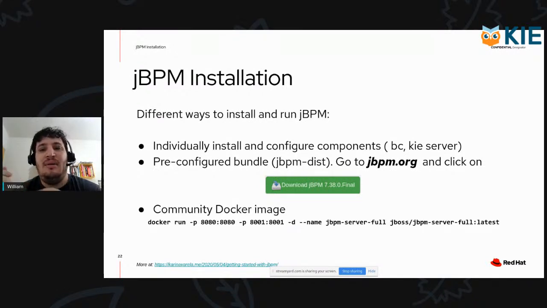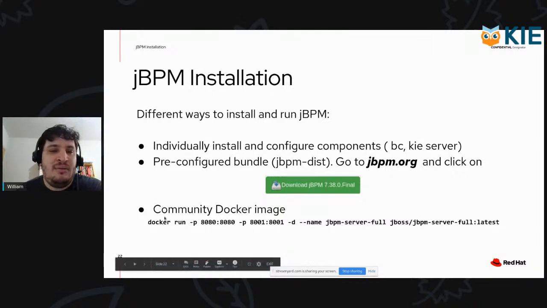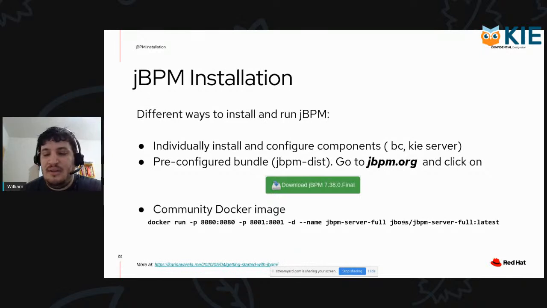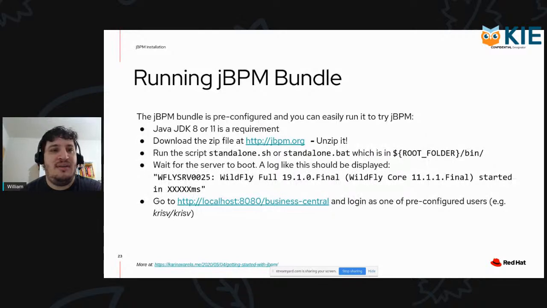The other way is to download the big bundle that has everything configured for you. I think this is the best way to get started, because even if someday you want to go deep on the configuration, to get started everything will be put together for you. Just go to jbpm.org and download this bundle. The other way is to just run the Docker image we have. Just run this command here, and the jBPM server will be available for you in a few minutes.